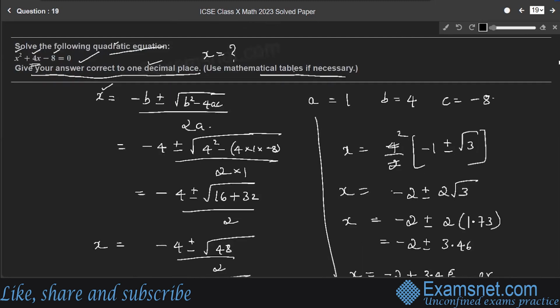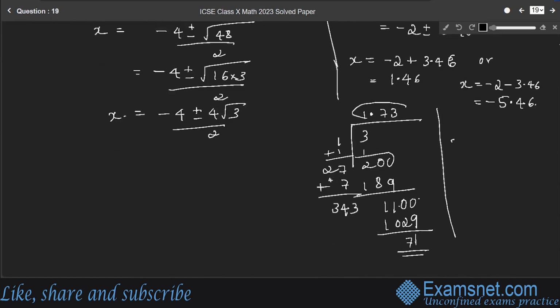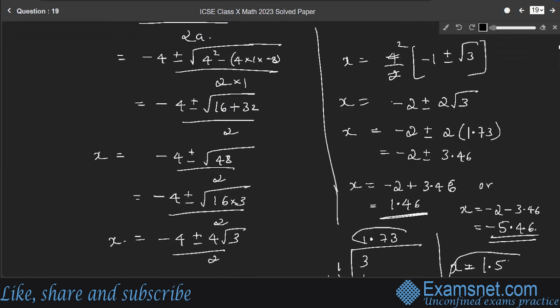Here the question is correct to 1 decimal place. So we'll write the nearby value. So x is 1.46, which is nearly equal to 1.5. Right? x is 1.5 or x is equal to minus 5.46, so its nearby value is minus 5.5. These are the two values of x, 1.5 and minus 5.5.